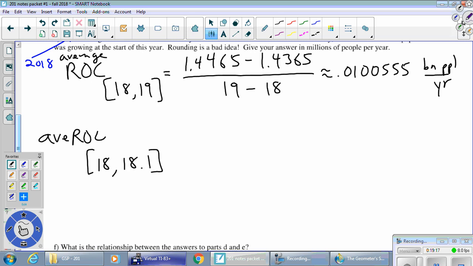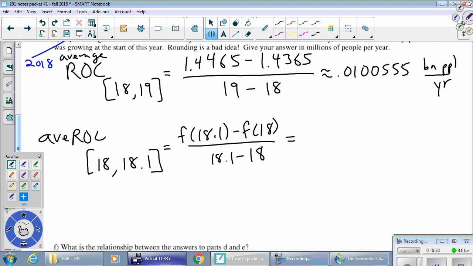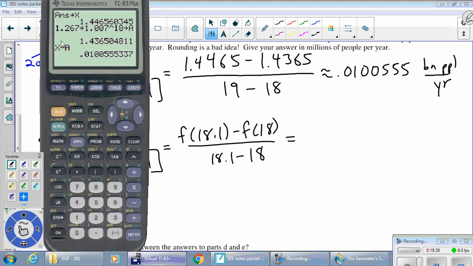a tenth of a year into 2018. And so let's do this calculation here. So this is f of 18.1 minus f of 18, all divided by 18.1 minus 18, which looks an awful lot like stuff we've seen before. Again, this is called the difference quotient. And so given that I'm using this function notation anyway, I feel like I should stop storing things and rather just type the function in here.